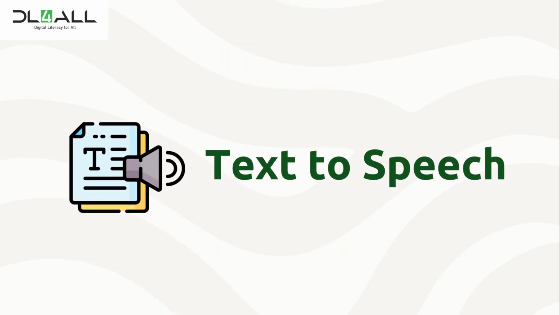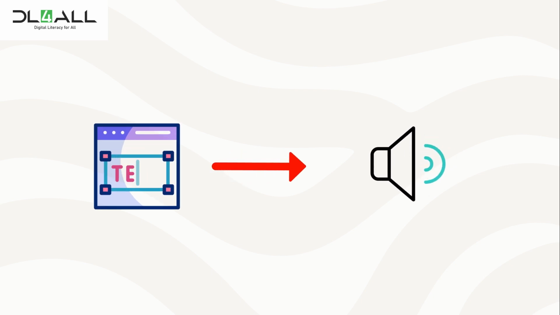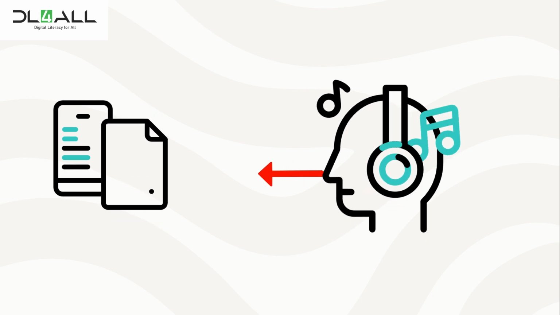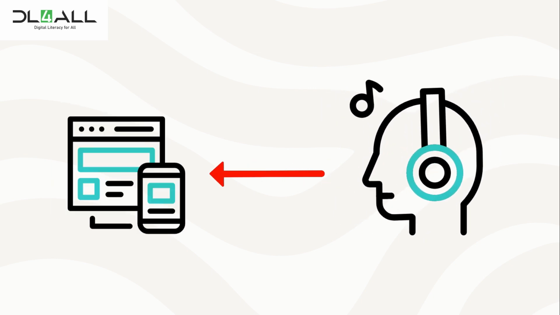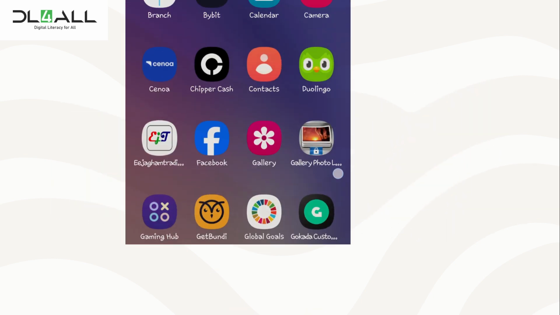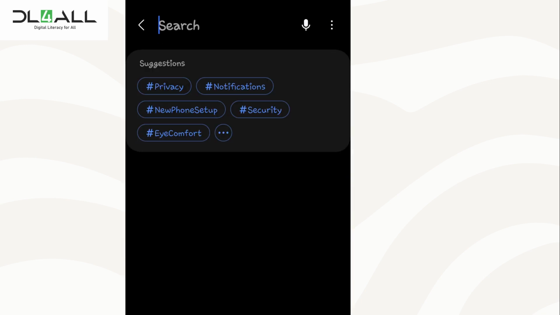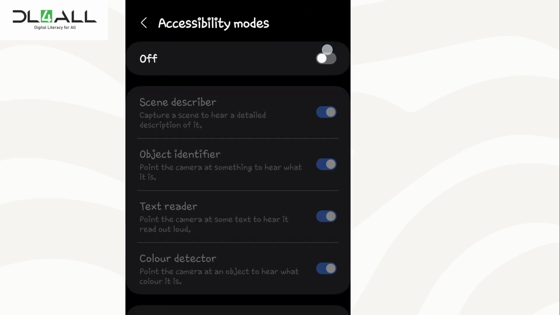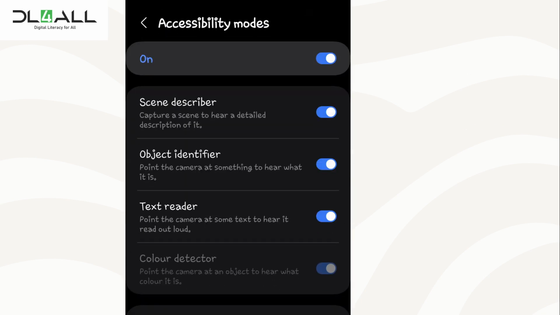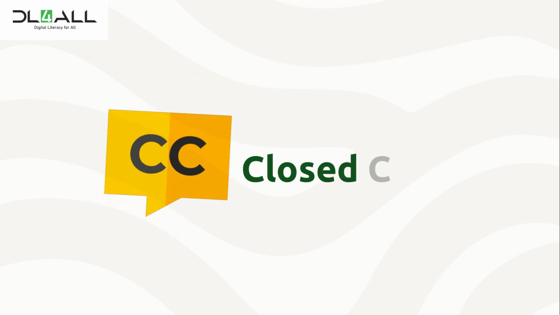Let's start with text-to-speech, TTS for short. Text-to-speech functionality converts written text into spoken words, allowing users to listen to documents, emails, web pages, and other content. Activate the text-to-speech features to have text read aloud.